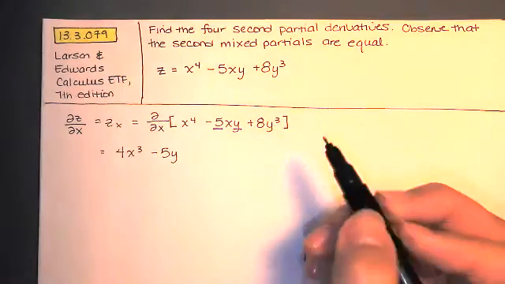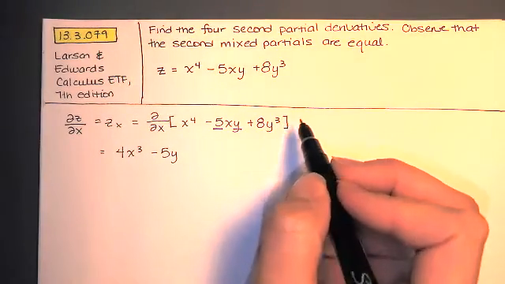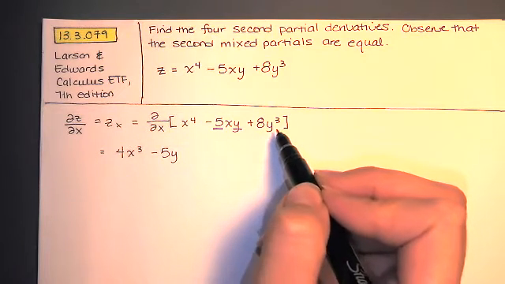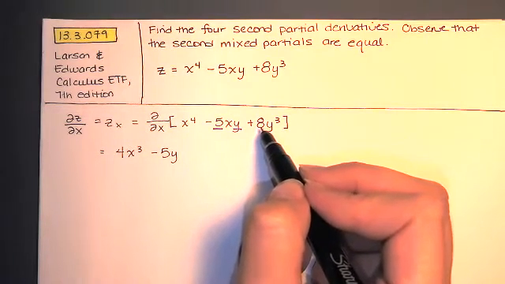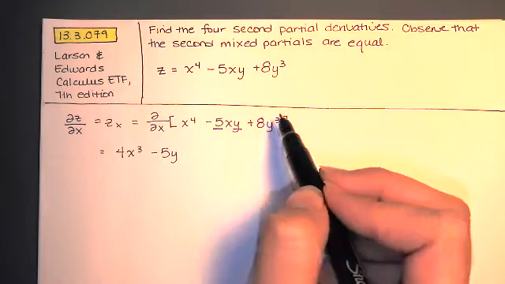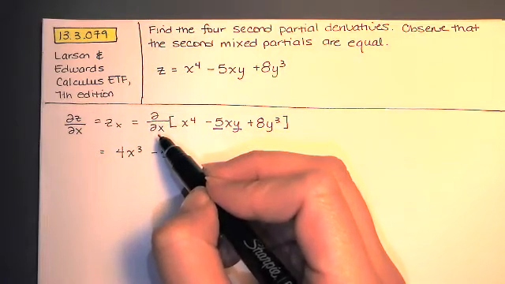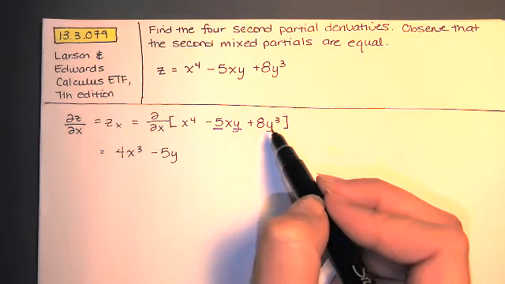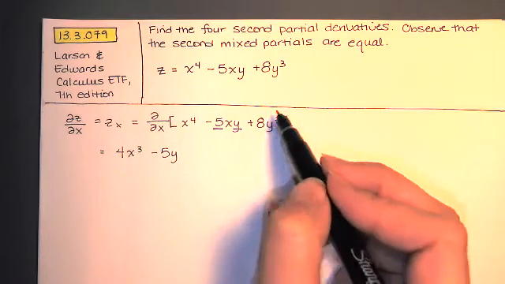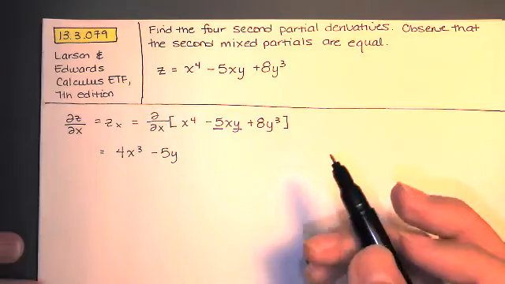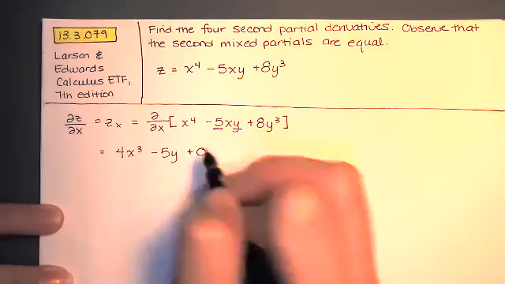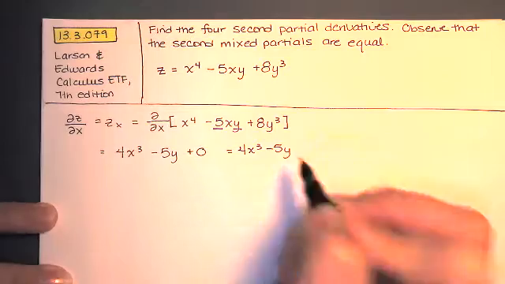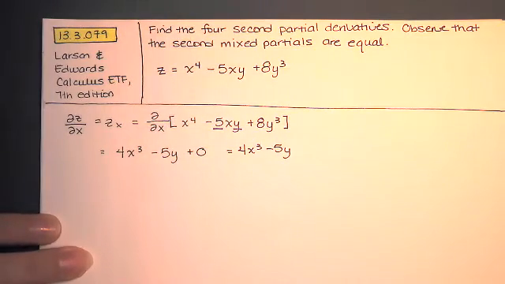And then over here, I've got a constant, but no function of x. If we're treating y as a constant, y might as well be 3. This might as well be an 8 times 3 cubed. It's just a number. So when I'm taking the partial derivative with respect to x of this, I'm thinking of that as just 8 times a number cubed. And the derivative of that constant with respect to x is just 0. So we get 4x cubed minus 5y as the partial derivative of z with respect to x.